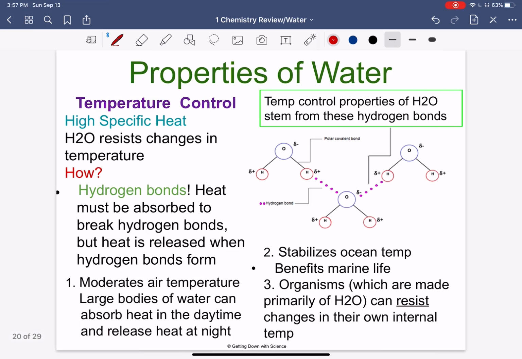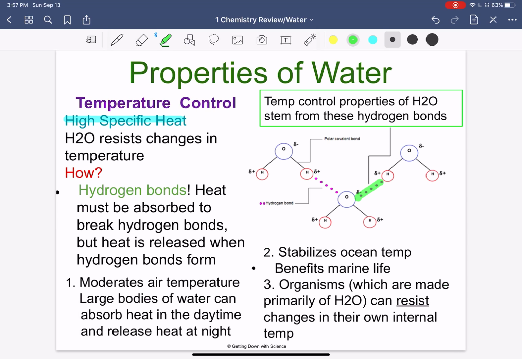So it works really efficiently. Water also has the ability to control temperatures in a couple different ways. The first is it has a very, very high specific heat. And what we mean by that is it has the ability to absorb heat from the environment. Now, how does it do that?